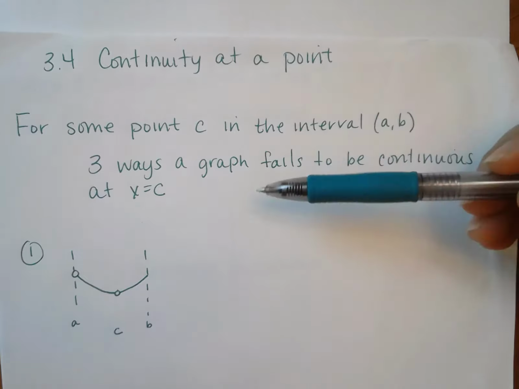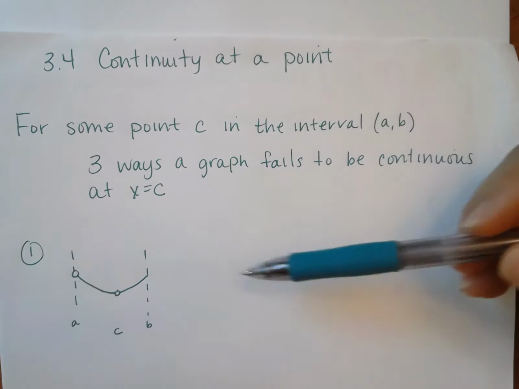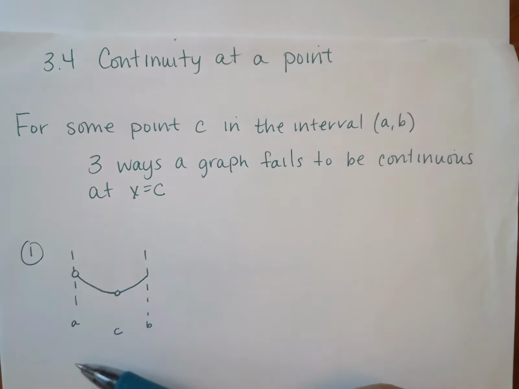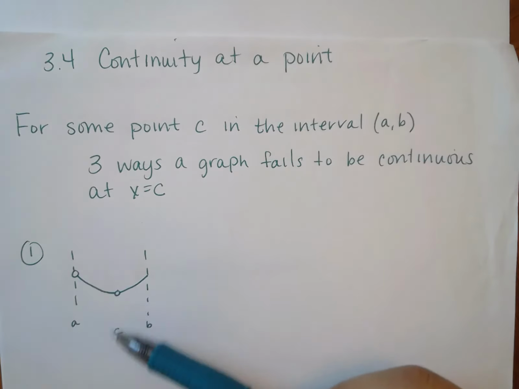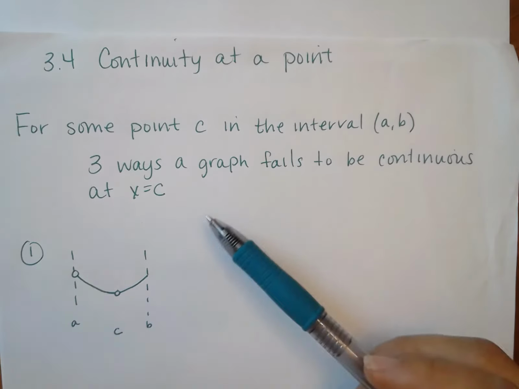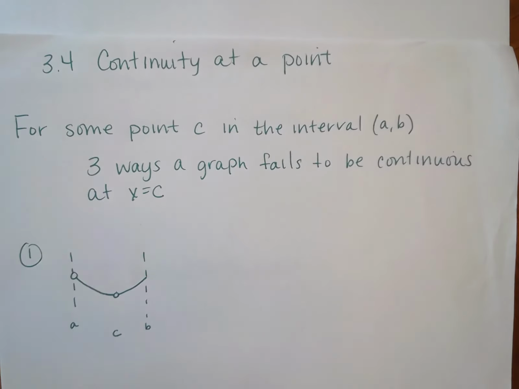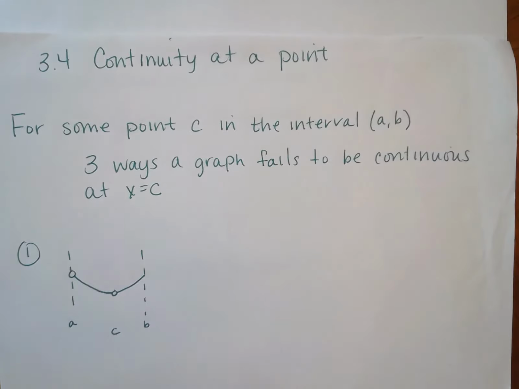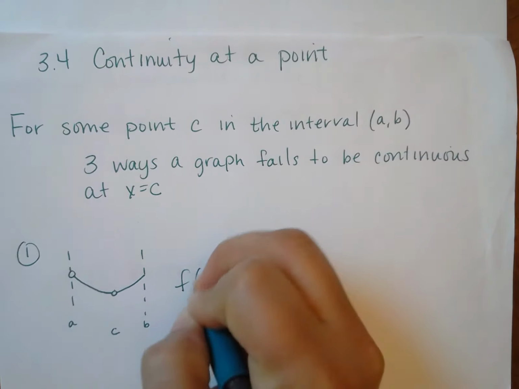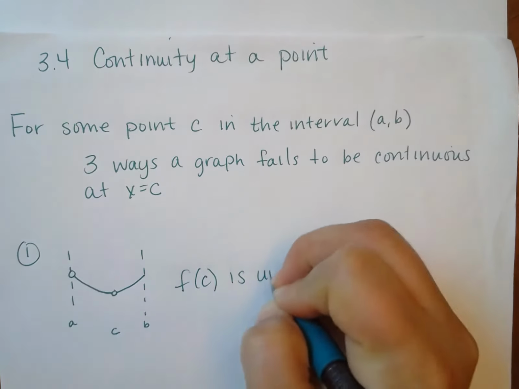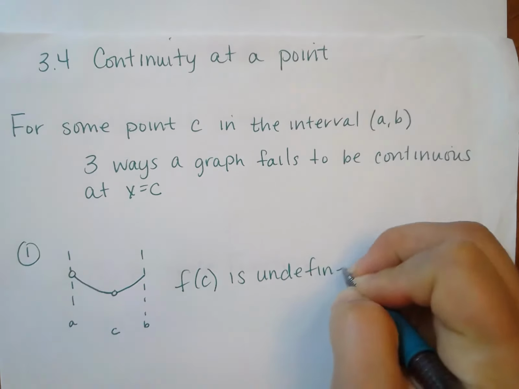Okay, so for some point C in the interval from A to B, so there's my first picture here, I've got some value x that is C and it's between A and B. That's all this is saying. There are three ways that a graph can fail to be continuous at x equals C. And this is the first one. Basically what is happening here is that f of C, the y value, is not defined here at C. So we can say that f of C is undefined. So that's our first thing that can happen.